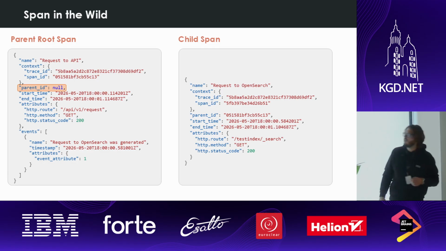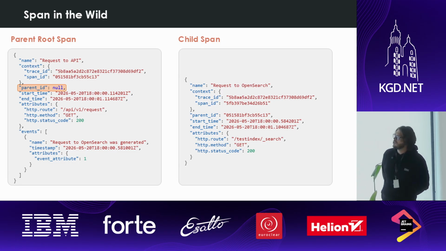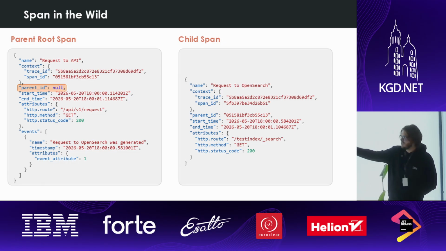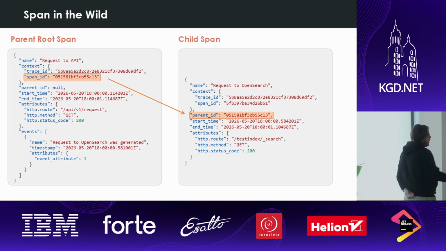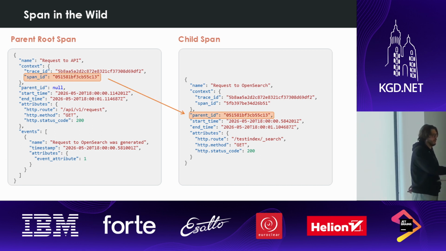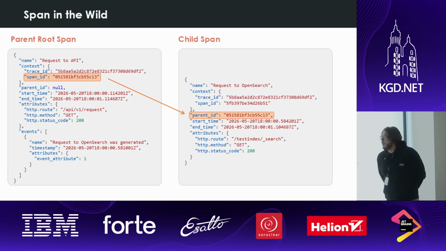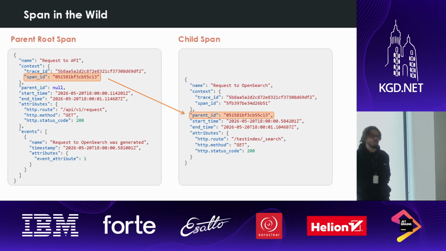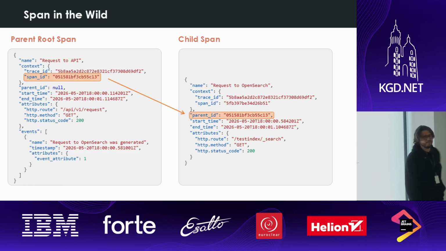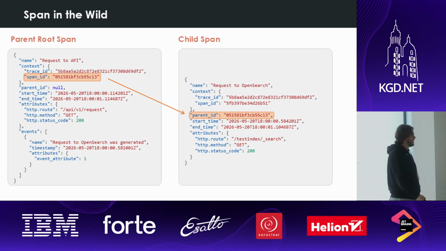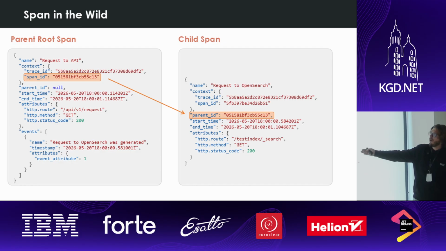On the left side, you see that the root span has no parent ID, which means it's the root span. It was created as the first one. And then on the right side, you can see that we have an ID in parent ID, and it's exactly the same as the ID we have in span ID on the left side. It means that the right span is a child of the left one.